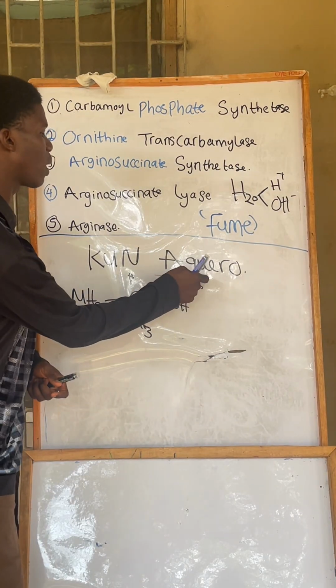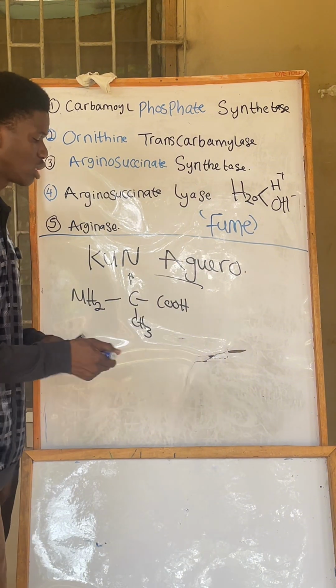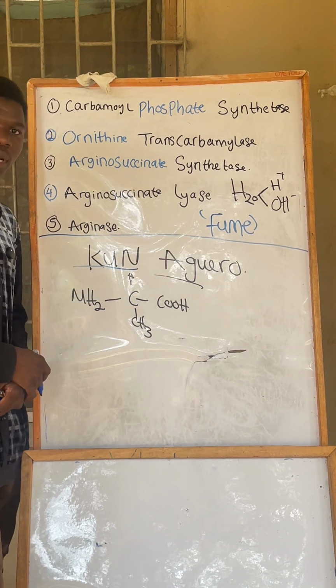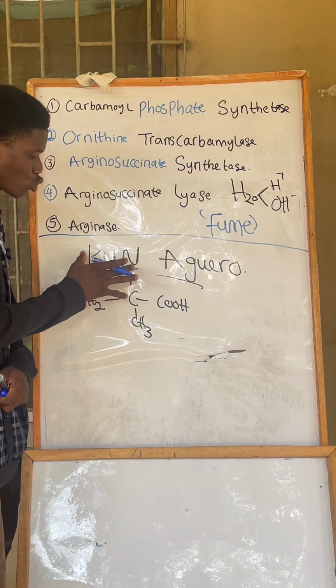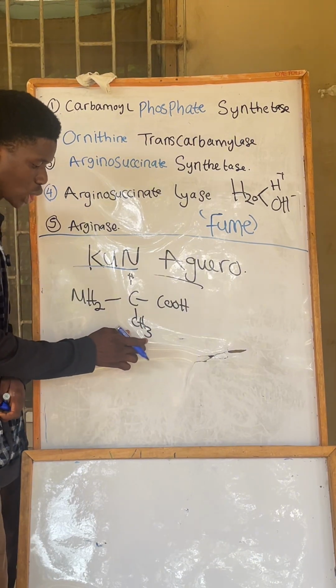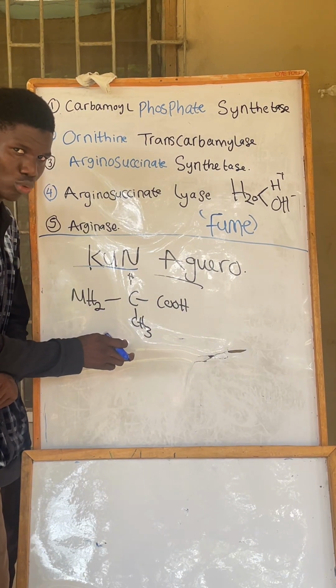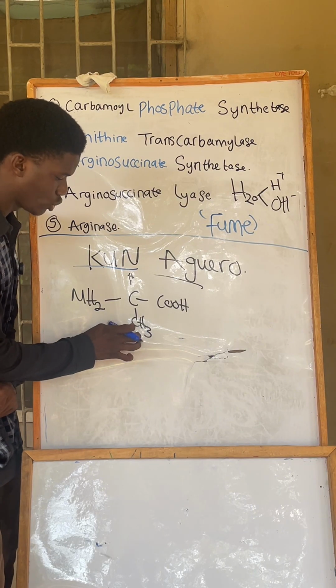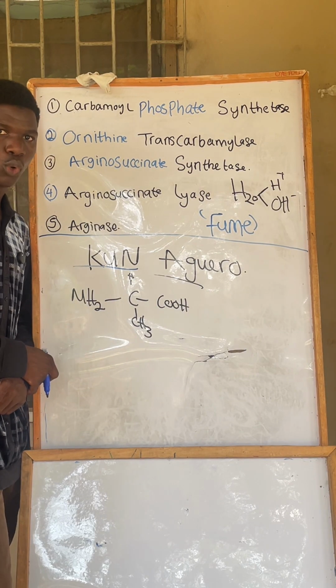So now we want to draw arginine. And I said you should take this what? Kun. So this Kun means that what? We are going to add three things to this alanine structure. What are the three things?